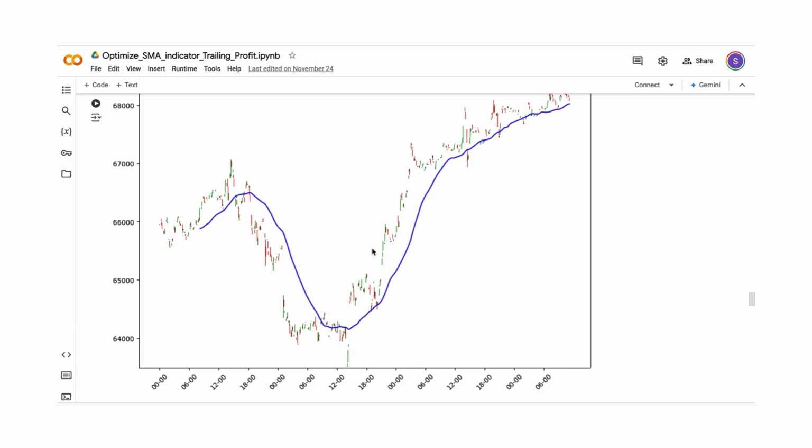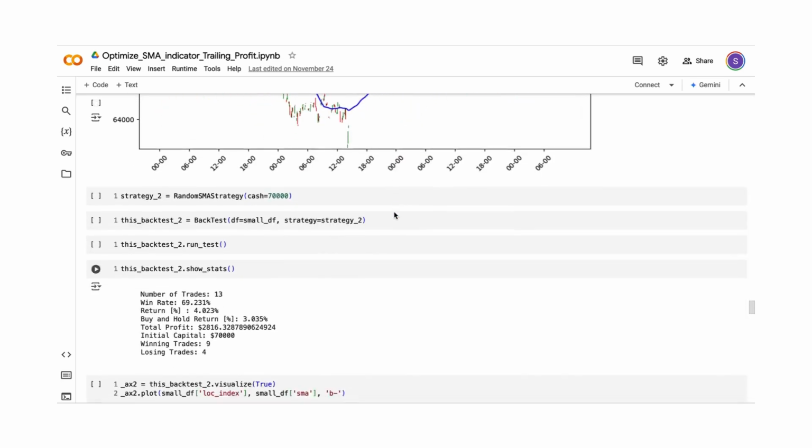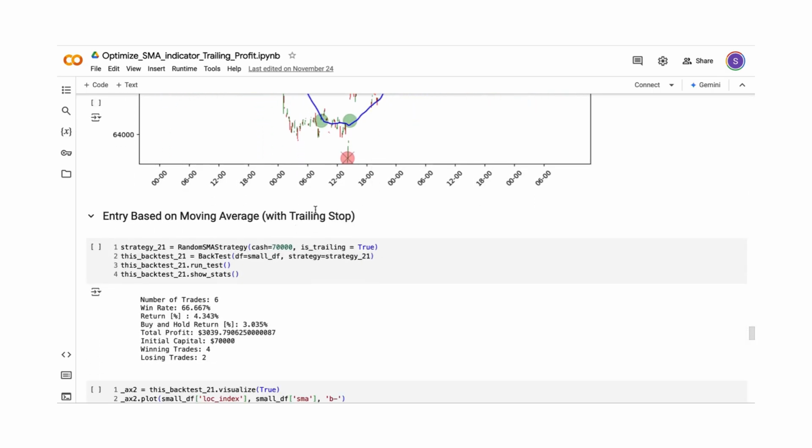The price is larger than the simple moving average, so the market is in an uptrend. I will link in the description to the video where we described this strategy. We were able to use that strategy to eliminate trades during the downtrend and only take winning trades during the uptrend. Now let's see what happens if we add our trailing stop loss to this strategy.